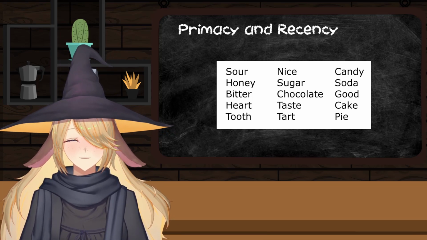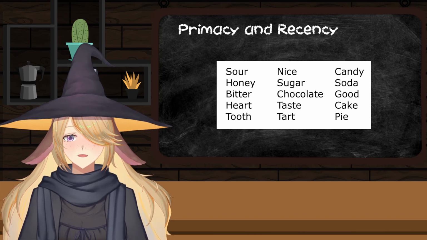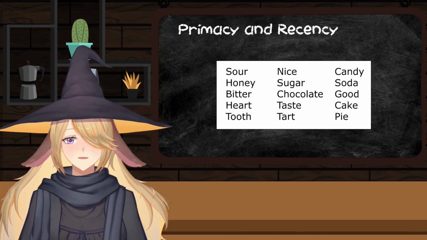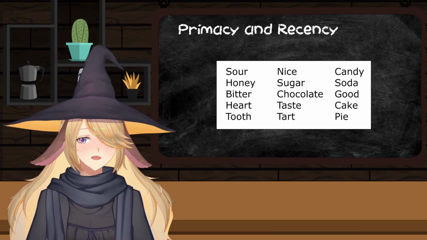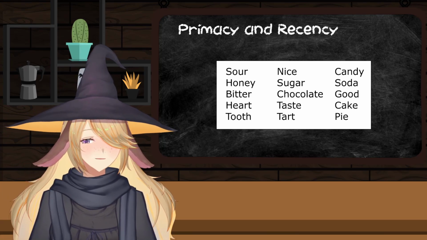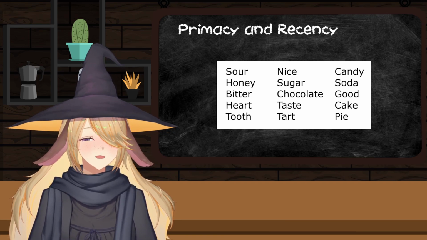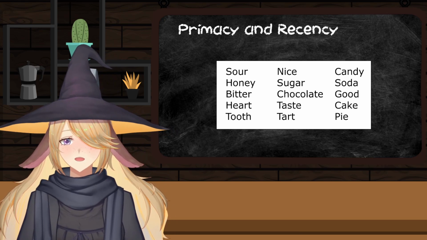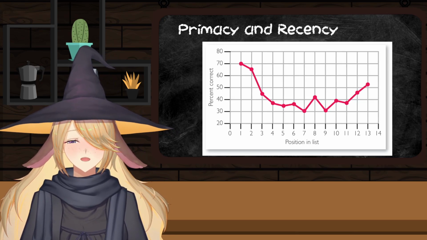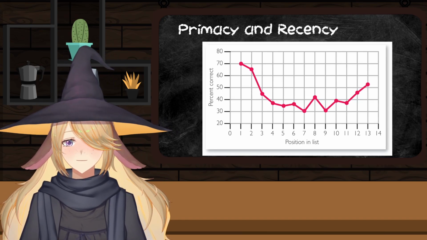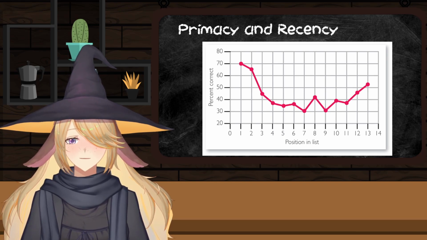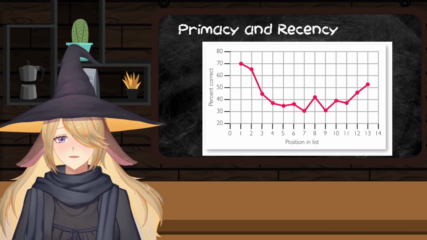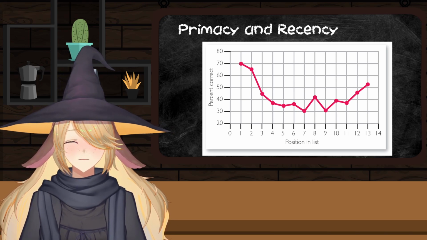Now, you might remember some of these words better than others if you were even just to be going through and trying to remember all these words in a row. So you might say sour, honey, bitter, heart, tooth, nice, sugar, chocolate, taste, tart, candy, soda, good, cake, pie. Odds are you are going to be much more likely to remember the first couple of words and the last couple of words in that list. And we call these primacy and recency effects.